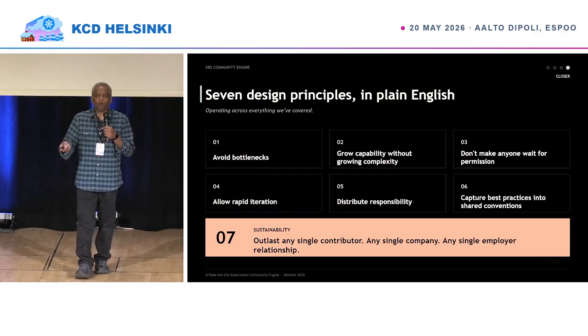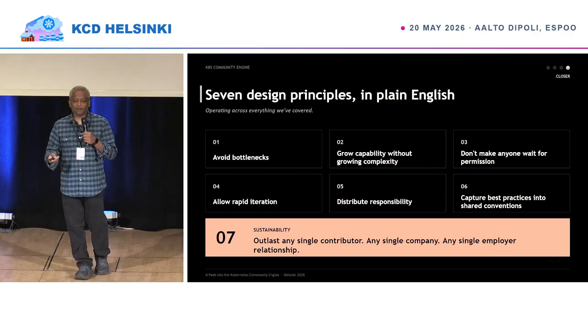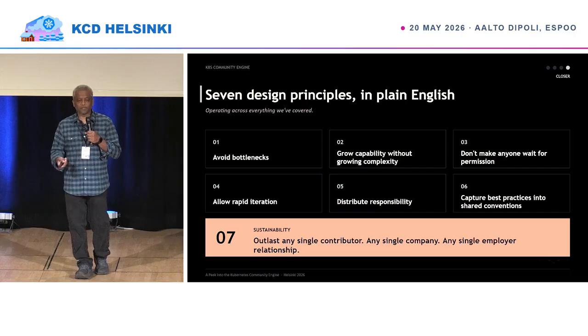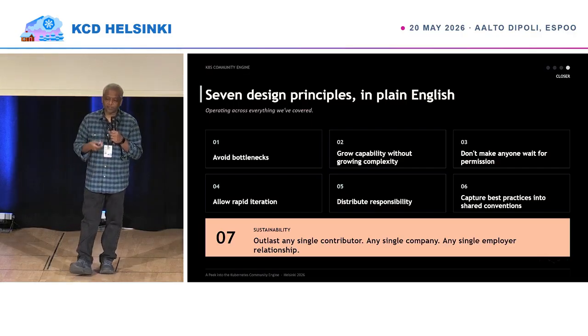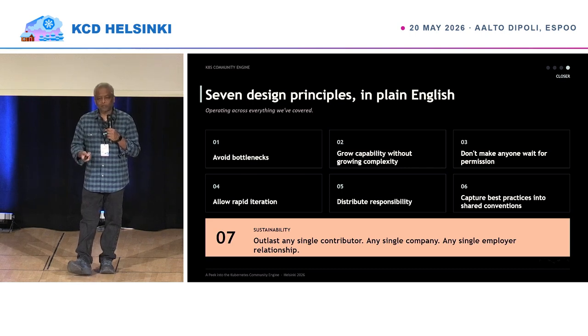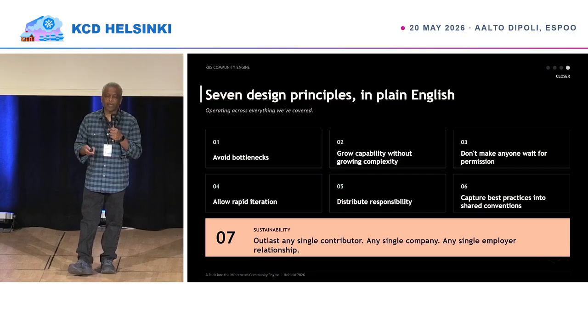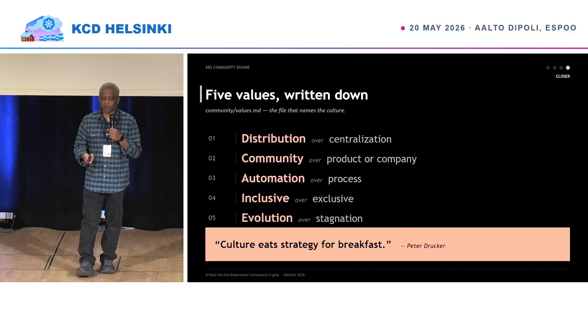And we have some design principles. So when nothing is written down, how do we make decisions? We have some design principles as part of the SIG Architecture. So avoid bottlenecks, distribute responsibilities are some of them. But one important thing also is we should outlast any single contributor, any single company, any single employer, right? So that's important to us.